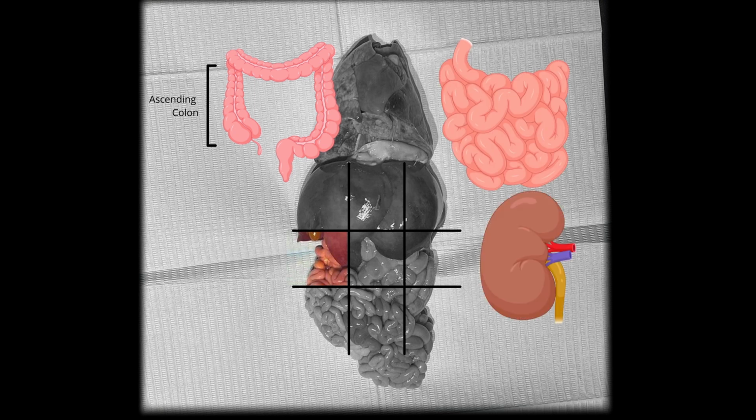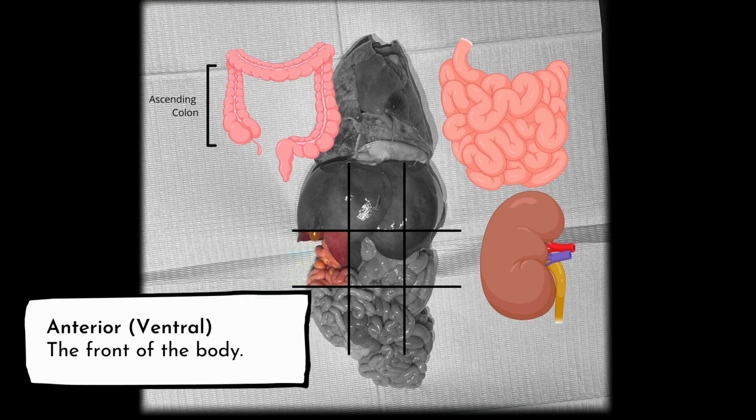Following that is the right lumbar region. In this region, the organs that reside here are the ascending colon, small intestine, and the right kidney. A good example of a directional term in this region is that the small intestine is anterior to the kidneys.